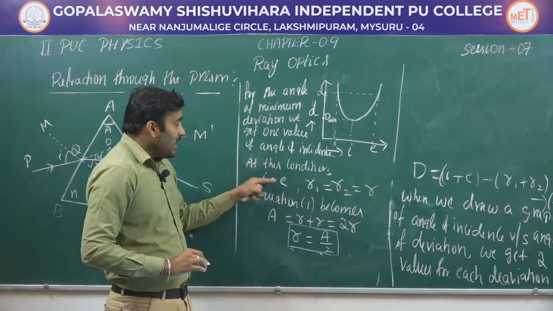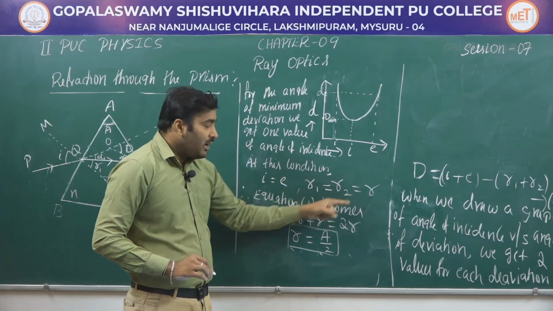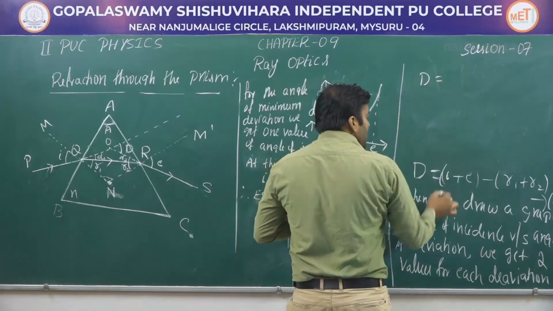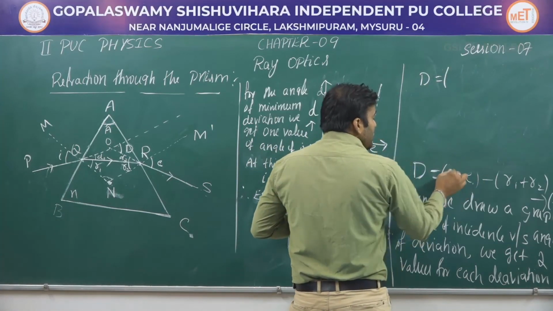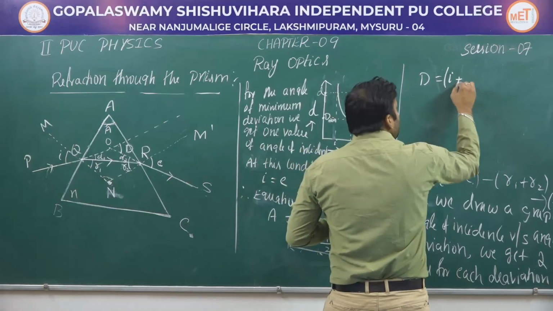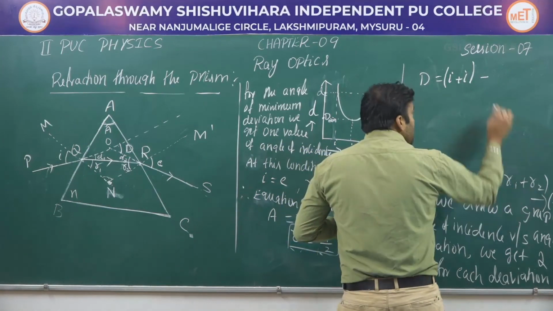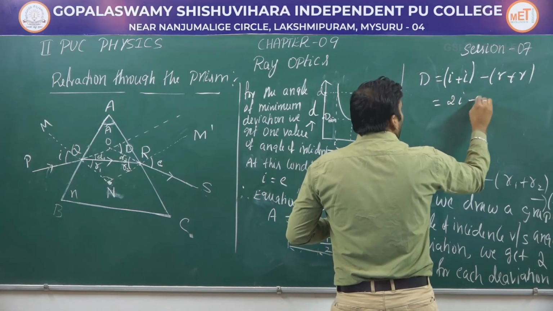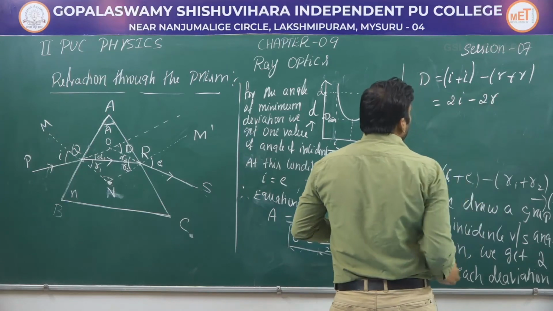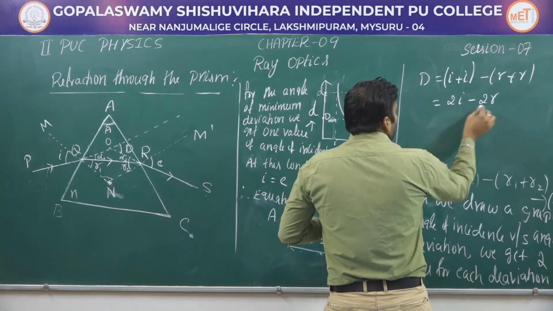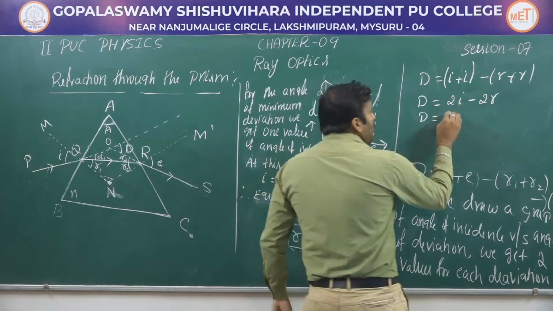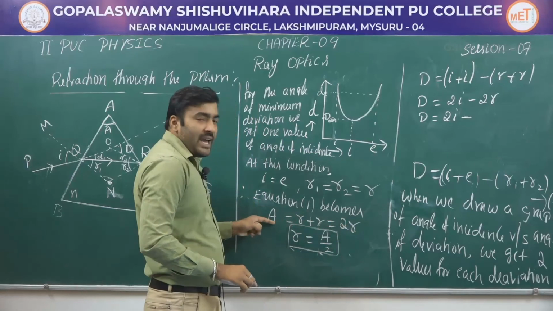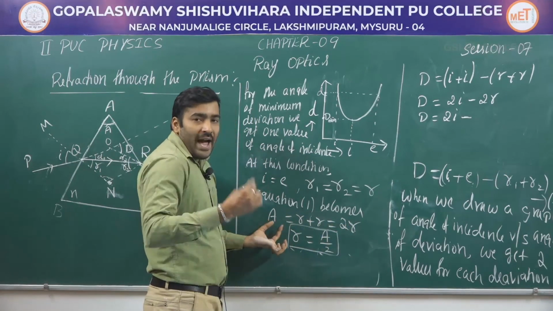Now applying the same condition, I equal to E and R1 equal to R2 equal to r, in equation 2, what you will get is the angle D is equal to I plus E minus R1 plus R2. Since I and E are the same, I will write I plus I minus r plus r. I plus I is 2I, minus r plus r is 2r, and this is equal to D. Now 2r is equal to A, correct? So this 2r is equal to the angle of the prism A.